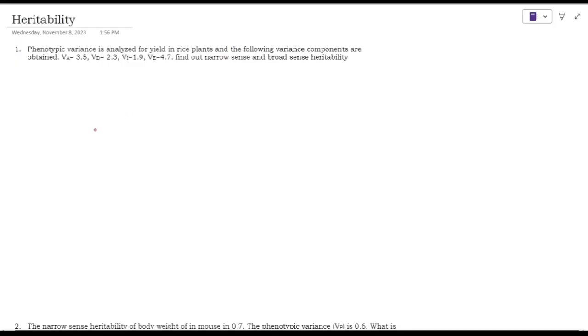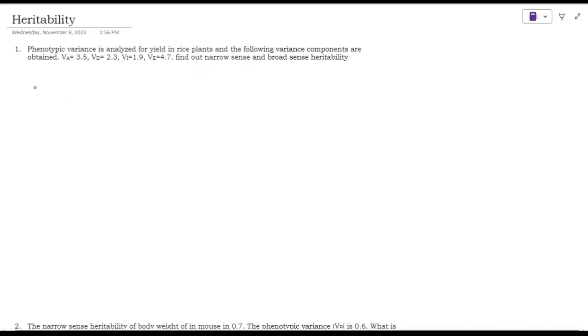So students, now we will move on to actual problems related to heritability. The first problem: phenotypic variance is analyzed for yield in rice plant, and the following variance components are obtained. VA, VD, VI, VE are given here, and find out narrow sense and broad sense heritability.